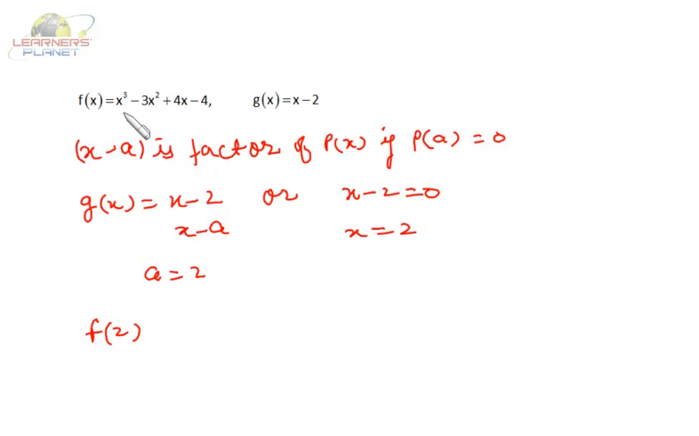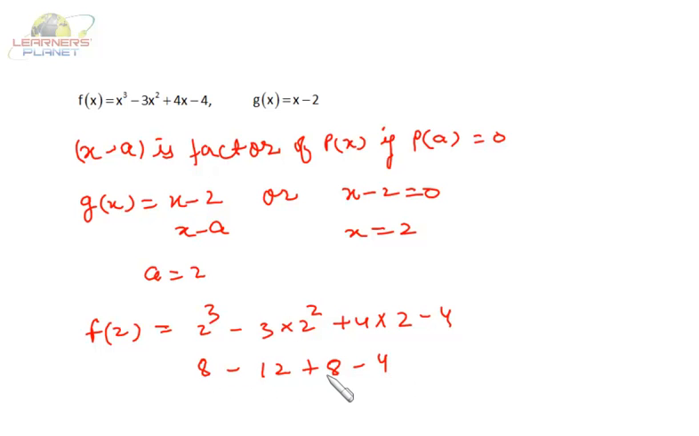So let's put the value of x as 2. 2 cube minus 3 into 2 square plus 4 into 2 minus 4. So it's 8 minus 12 plus 8 minus 4. So 8 plus 8, 16, and minus 12 minus 4, 16. So it's 16 minus 16, 0. That means f of 2 is 0. So that means x minus 2 is definitely a factor of x cube minus 3x square plus 4x minus 4. So we solve this problem by applying factor theorem.